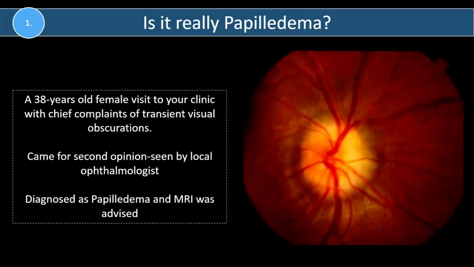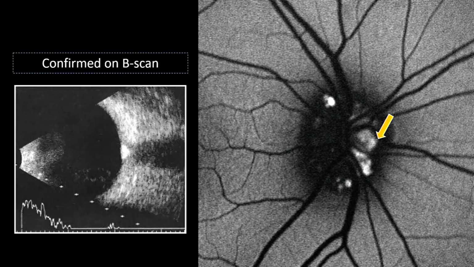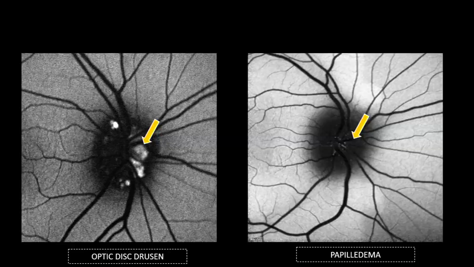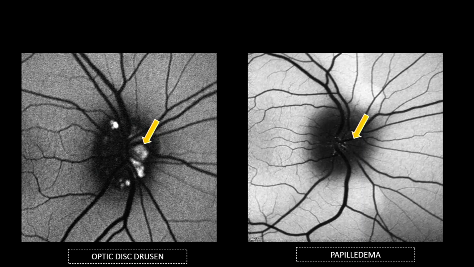So this was the fundus photo of that lady. The same clinical picture was there in the other eye. When we did the fundus autofluorescence, this was the picture. Beautiful nodular hyperautofluorescent lesions were there over the disc. To confirm our diagnosis, we did the B scan, and in the B scan we saw this hyper-reflective patch over the optic nerve head. So the diagnosis shifted from papilloedema to optic disc drusen, a very benign lesion. Nothing to do, just observe.